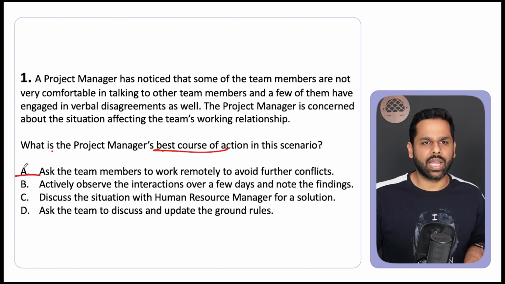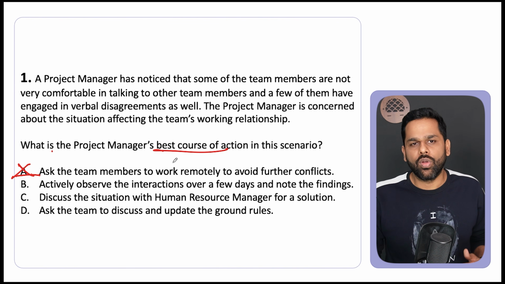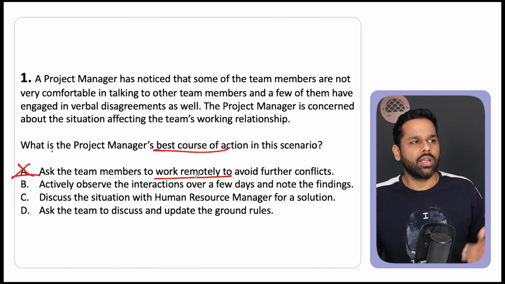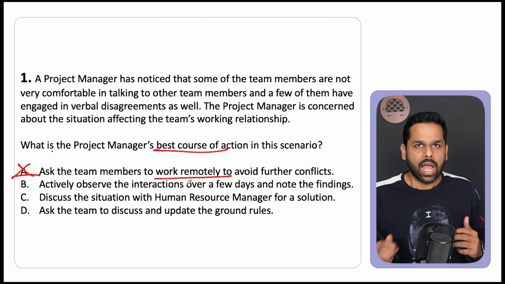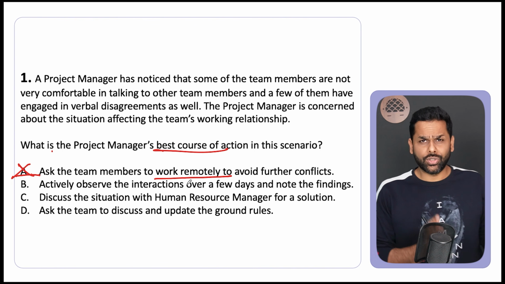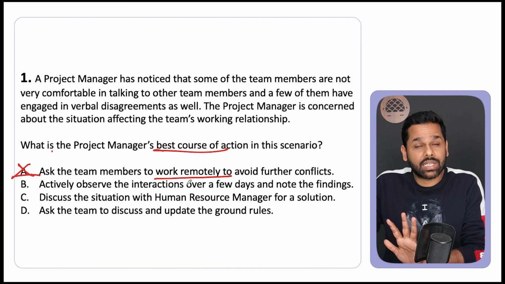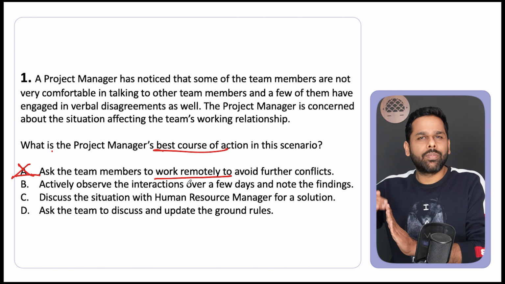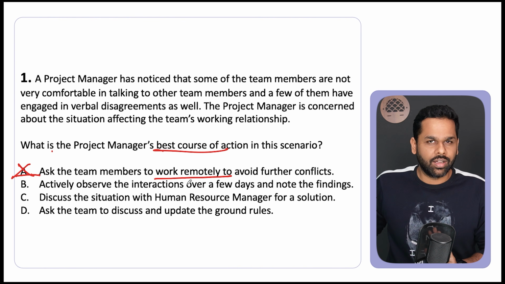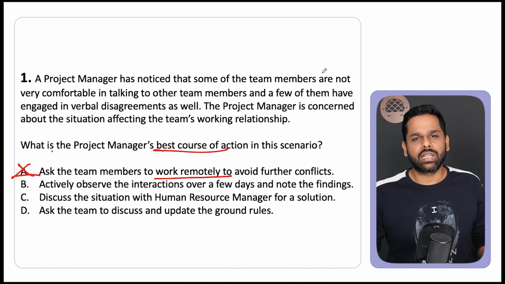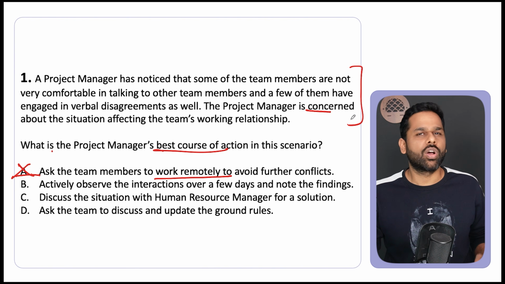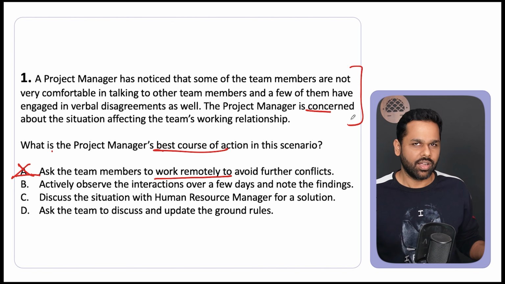In this case, we can eliminate it because we don't know whether this decision to work remotely will work or not. As a project manager, you will take a decision only if you know for sure that this decision will work, or if you have discussed among your team and you believe that this is the best possible decision. Not just because there's a concern, not just because you came to know about a problem. You'll not start taking decisions in the project.